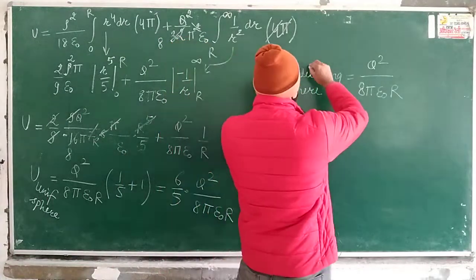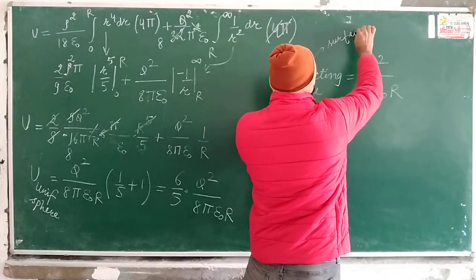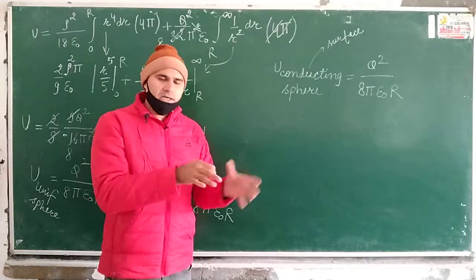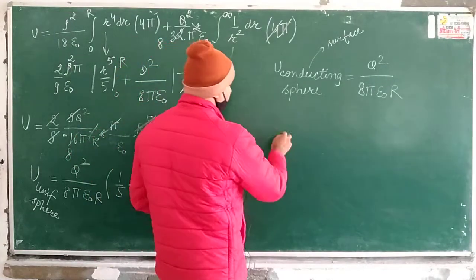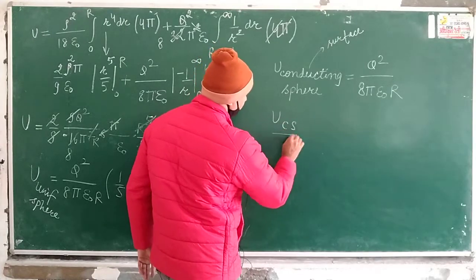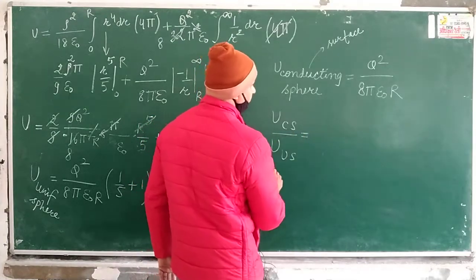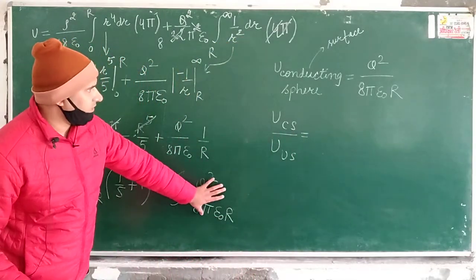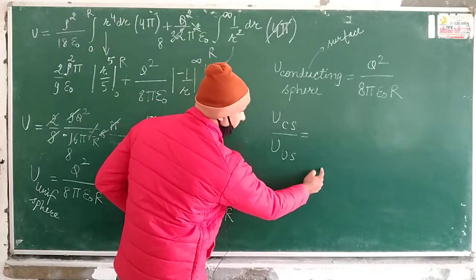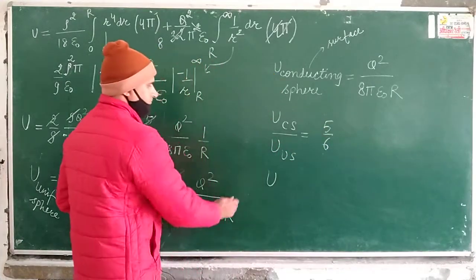In case of a conducting sphere, the charge is present only at the surface. Okay, and in a uniformly charged sphere, charge is also present in the interior of the sphere. So if you find the ratio, this is the self energy of the conducting sphere, and this is the energy of the uniformly charged sphere, that will be equal to, you see, this factor will cancel. Okay, and you will get here 6 by 5, or you can write 5 by 6. So this is how you can compare.